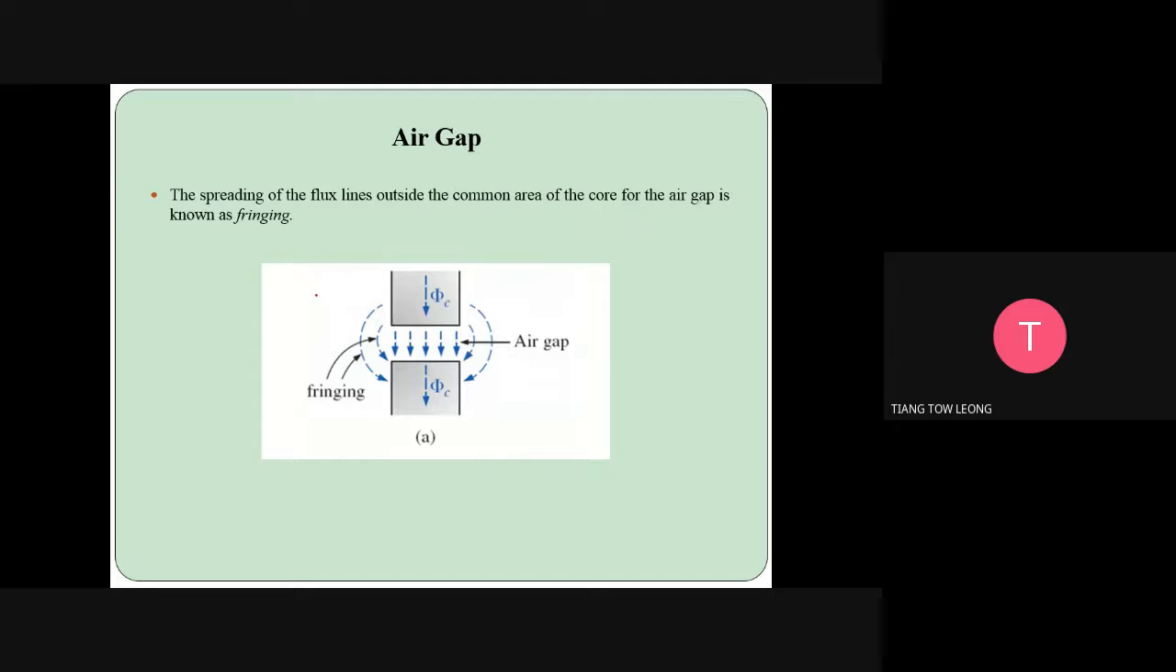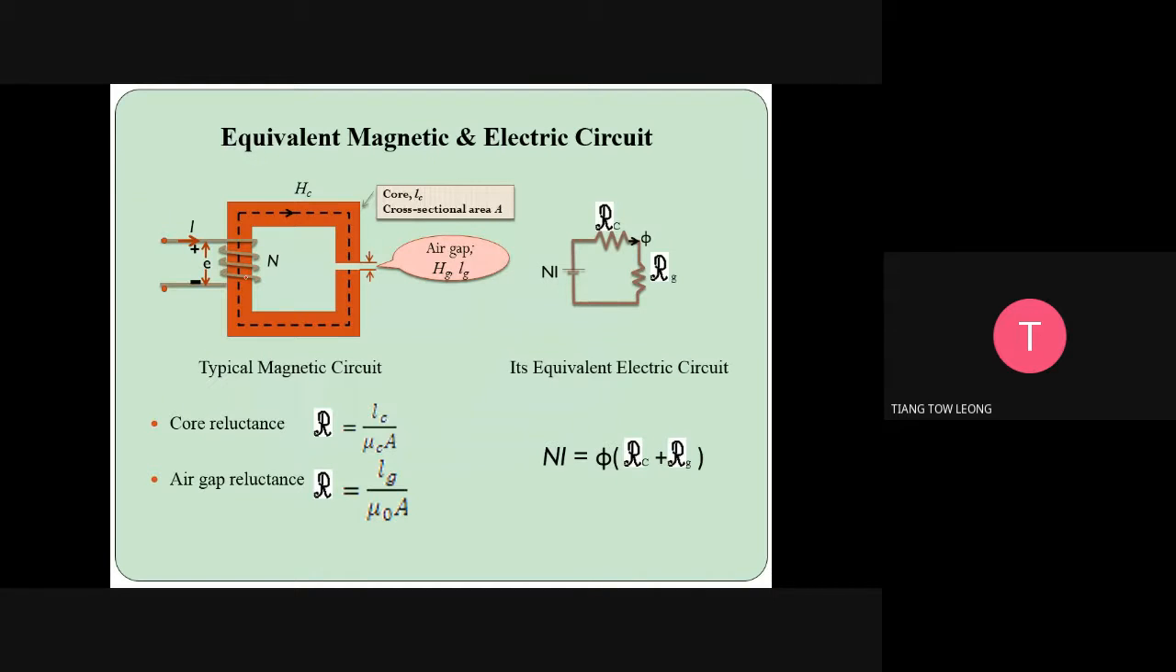Okay. So air gap. When we talk about air gap, if let's say there's an ideal, no fringing effect, then there's no line here. Okay, what is fringing effect? The spreading of the flux line outside the common area. This is the common area. If the line is flowing like this, then we say spreading of the flux line outside the common area of the core. For the air gap, we call it fringing. Okay, so the calculation will be different.